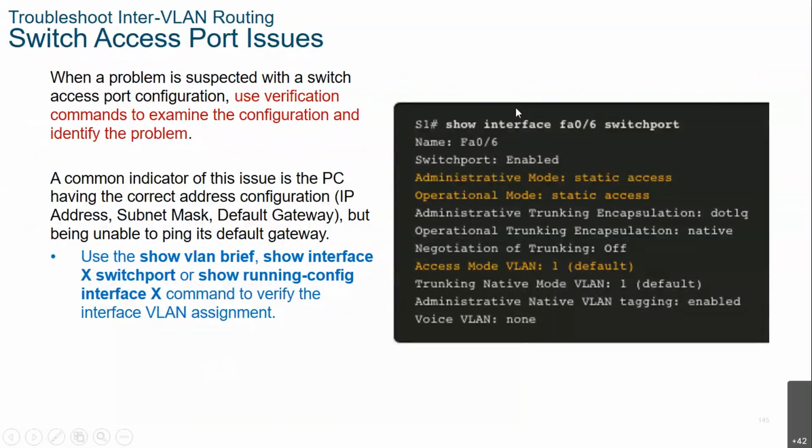If you want to check what type a port is, you can also look at the interface switchport. You would see that FastEthernet 0/6 is in access mode. It has been set to access. So if it is supposed to be a trunk, you can see it here.